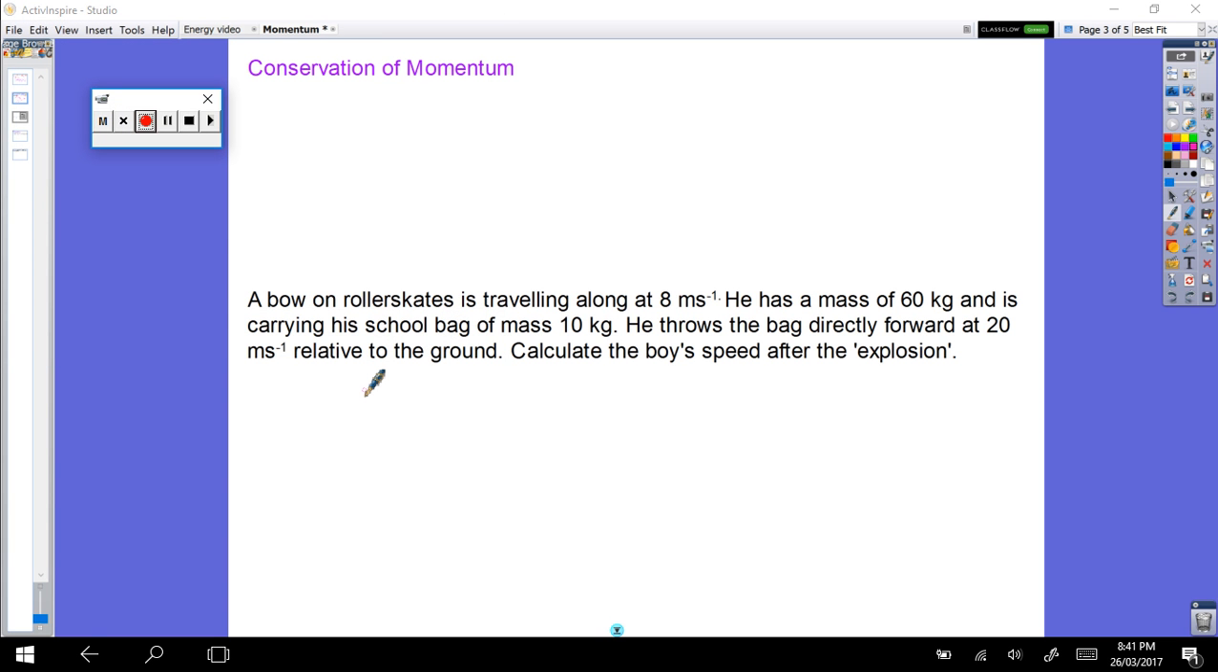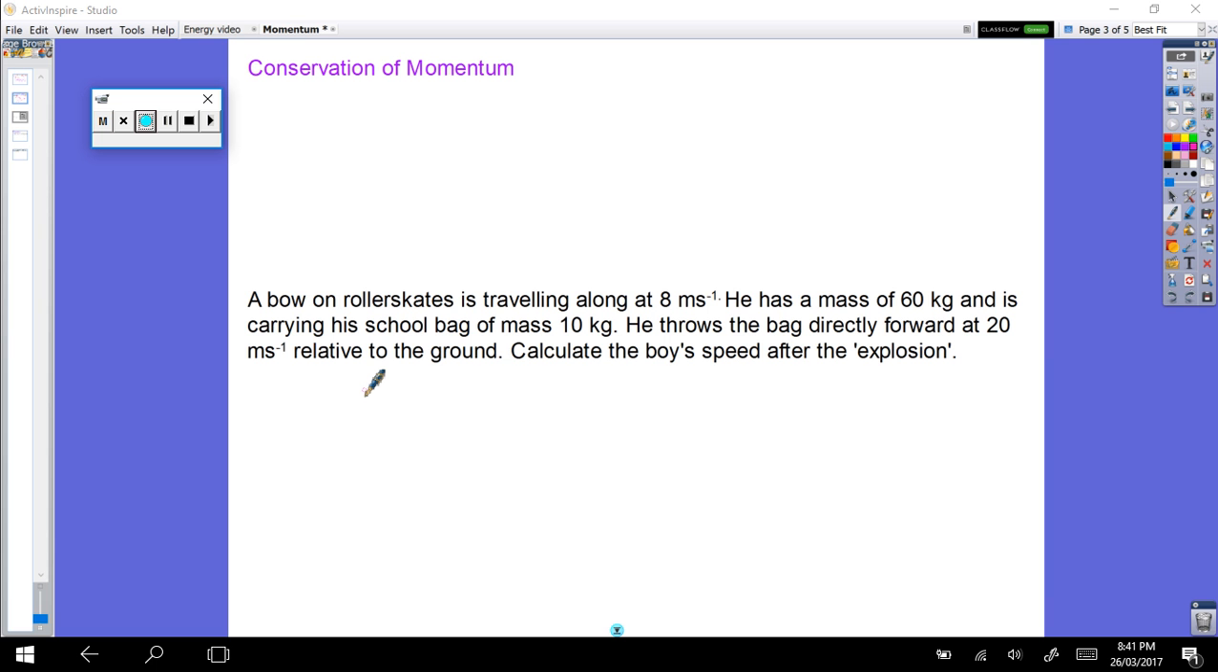So the final video on momentum for now is conservation of momentum. A study of momentum can describe the motion of interacting bodies mathematically. The two common interactions that we look at are explosions and collisions. Explosions can be thought of as a single object separating into two or more fragments, which makes sense.